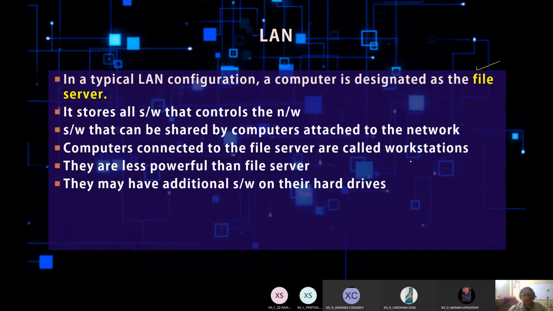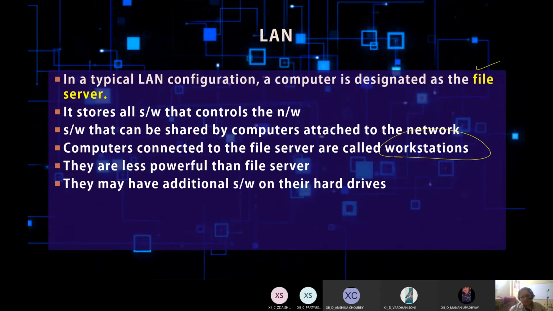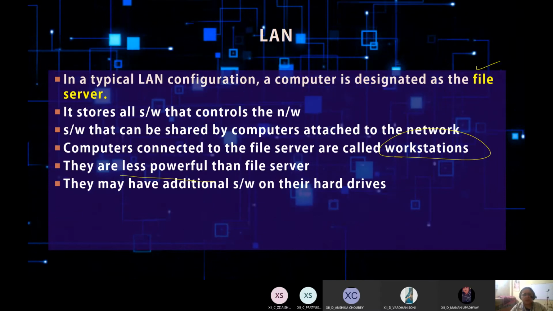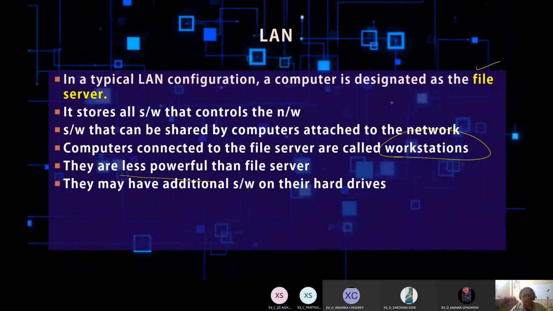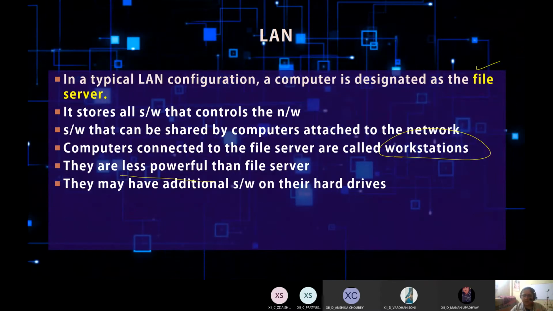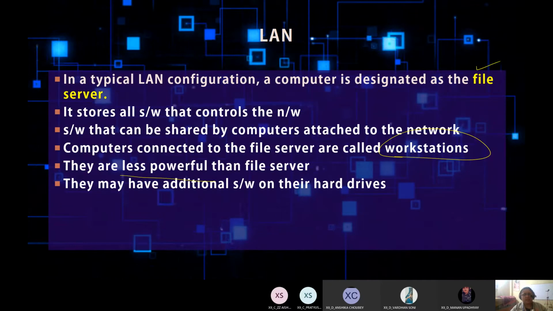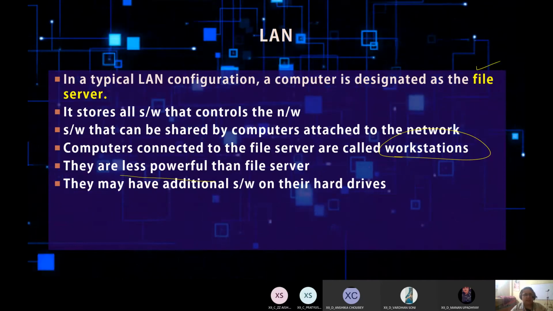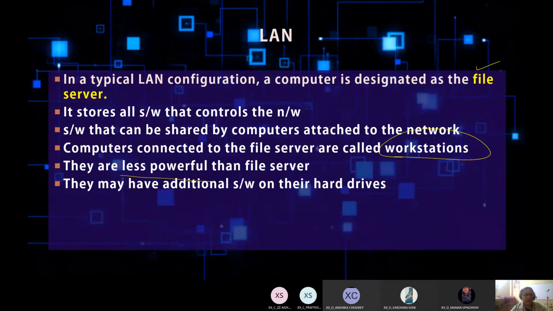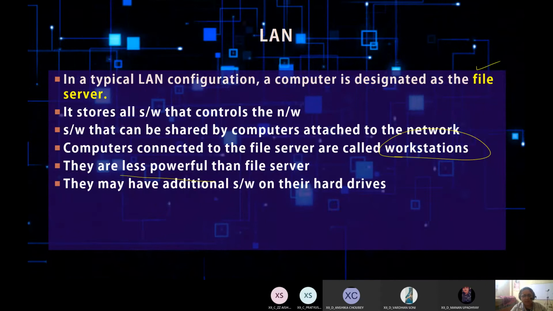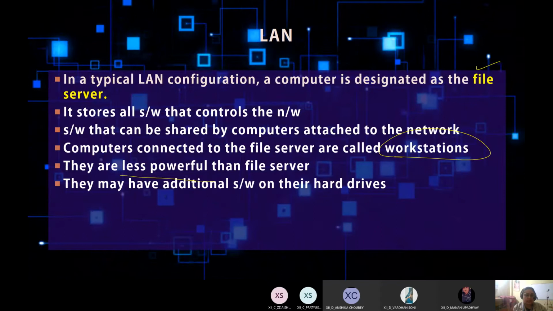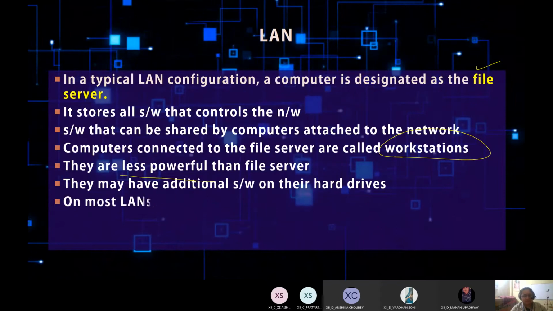Computers connected to the file server are nodes, hosts, or workstations, and they are less powerful, which means either they will have no processing capability, no storage capacity, or even if they have a processor, a hard drive, some RAM, they will have it in very limited quantity. They may have additional software on their hard drives. Of course, if they have a hard drive and a processor, they may have some software on it which is not necessarily your network software.